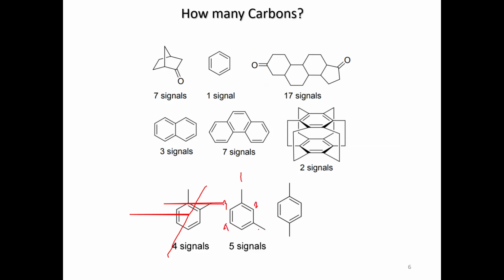What about the para-substituted? How many signals do you see from the para-substituted? It's the most symmetrical one, I can tell you. 3. Who said 3? Methyl, okay, but they are the same. So 1. Then this quaternary one. Then this one, all the rest symmetrical.